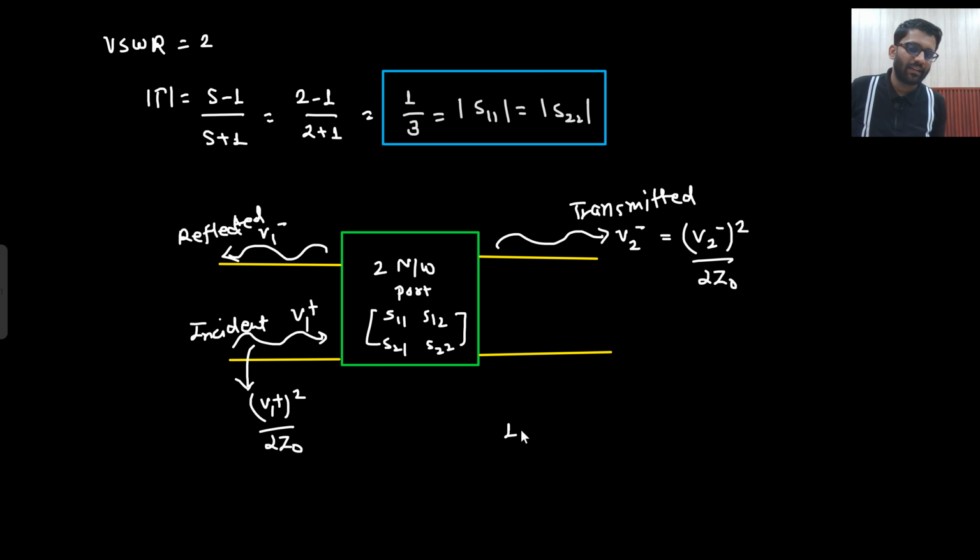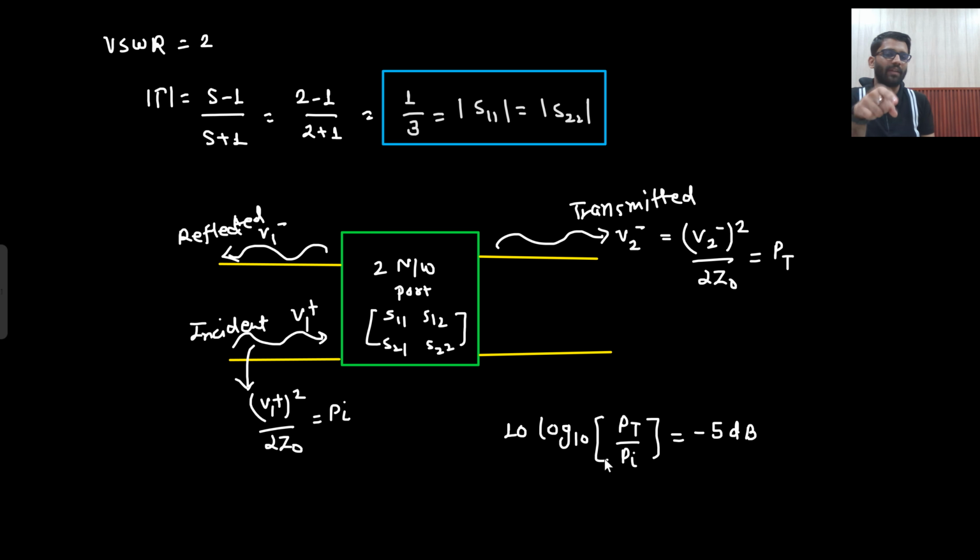What I mean by that is this I am calling power transmitted, and this is your power incident. So 10 log of power transmitted divided by power incident is equal to minus 5 dB. This is what is given. Because whenever you take power, you always put 10 here, and whenever you take voltages, you put 20. So whenever I take power, I will put 10 here. That means this much attenuation is there.